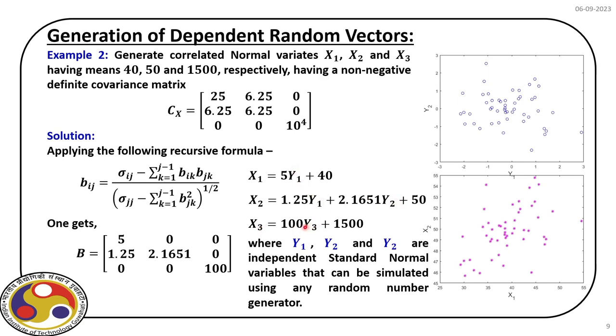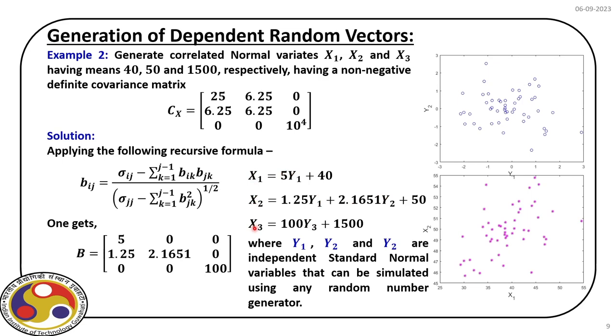Interestingly, in this case, you see the third variable x3 is only related to y3 and it does not depend on y1 and y2. While we use this relation, this B matrix, which is a lower triangular matrix, obviously x1 is related to y1. The moment we simulate the samples x2, it has the influence from y1 and y2. So our next task is to simulate the samples of y1, y2 and y3, and then use them in this relation to find out the samples of x1, x2, x3.